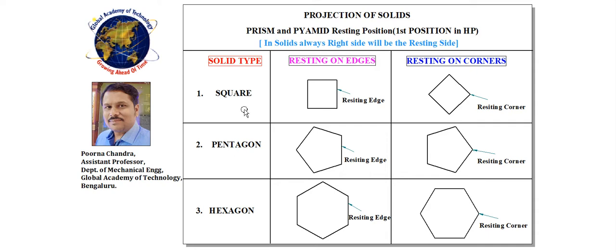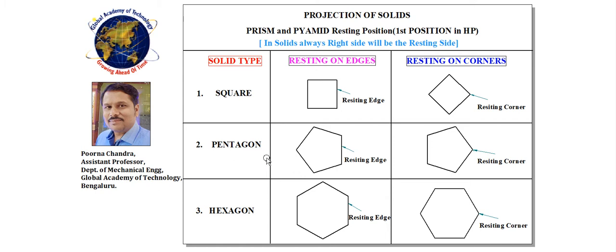First of all, consider the square. If it is resting on an edge, the edge should come on the right side, in first position in HP I am telling. Similarly, if the square is resting on a corner, then I need to draw the corner on the right side. It may be a prism or pyramid, right? So for a square prism resting on a corner, we need to draw the square with the corner on the right side.